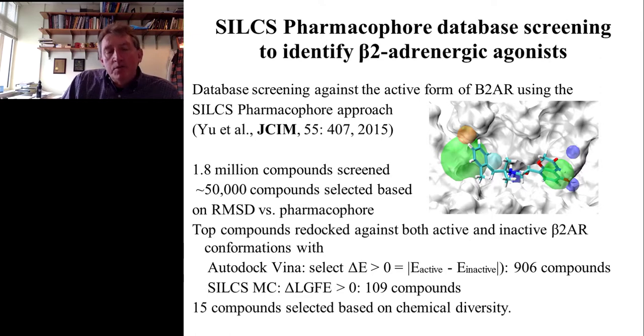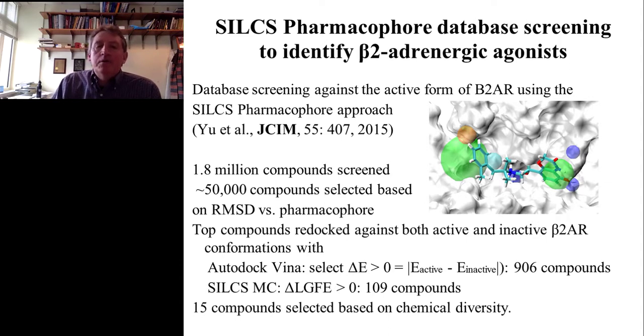And what we did here is we looked at the energetic difference with respect to the active form of the protein versus the inactive form. So we could then focus in on going from, say, 50,000 molecules down to 1,000 molecules, down to 100 molecules, where we're now identifying those molecules which will have a high probability of binding to the receptor, but then will bind to the active form versus the inactive form.